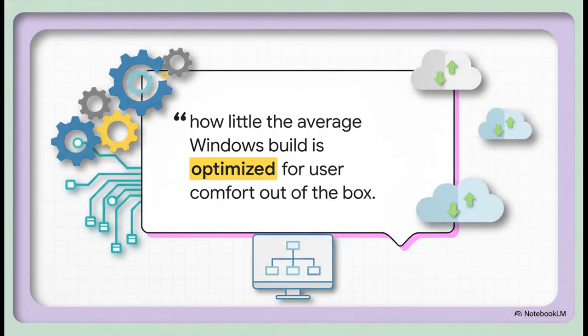To really ground why we even need to go down this path, tech writer Abhinav absolutely hit the nail on the head. He noted how incredibly little the average Windows build is actually optimized for user comfort straight out of the box. And honestly, that totally validates the universal frustration we all feel. It's only natural that power users are constantly hunting for ways to reclaim system resources. The hard truth is, the operating system just isn't designed to keep itself perfectly tidy for your specific, everyday workflow.